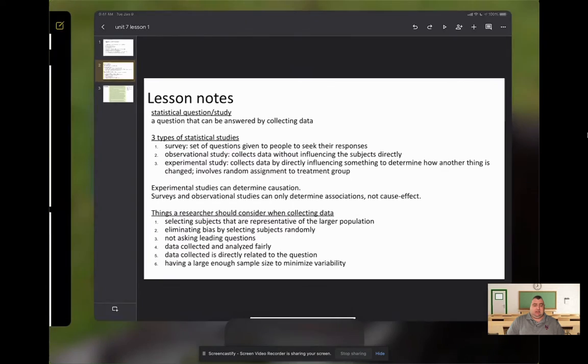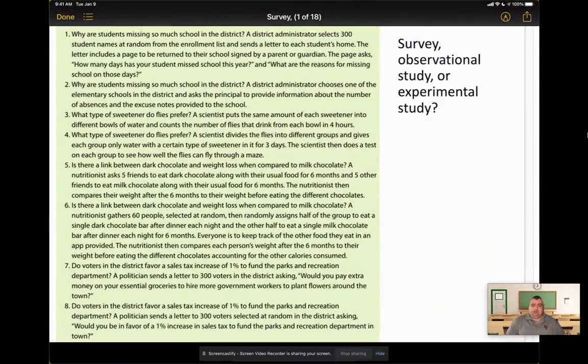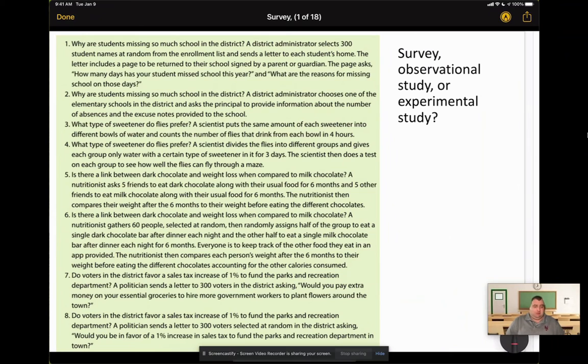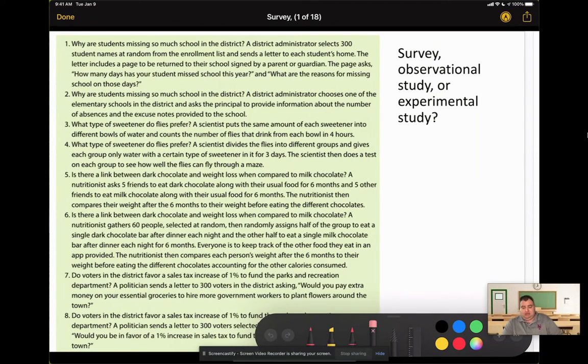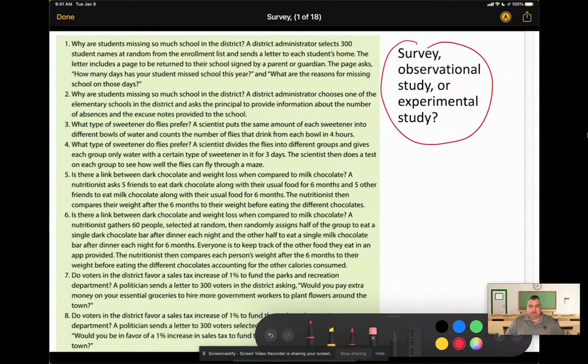As far as the examples go for today's lesson, all we're going to do, as it says here, is we have some different statistical questions, and we're going to determine whether those questions represent a survey, an observational study, or an experiment. So we're going to go through each of these 8, and we're going to determine, based on the notes that I just explained, is it a survey, is it an observational study, or is it an experimental study? So let's take a look at number 1.